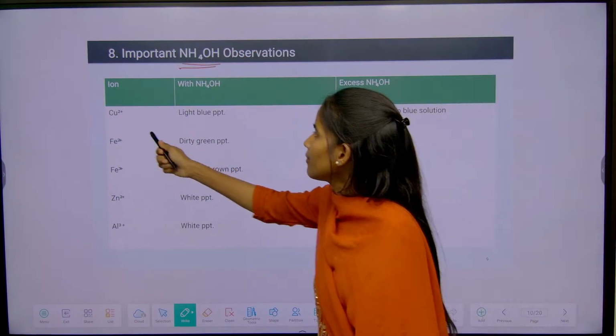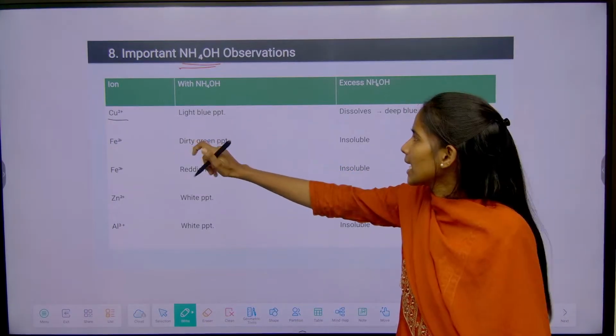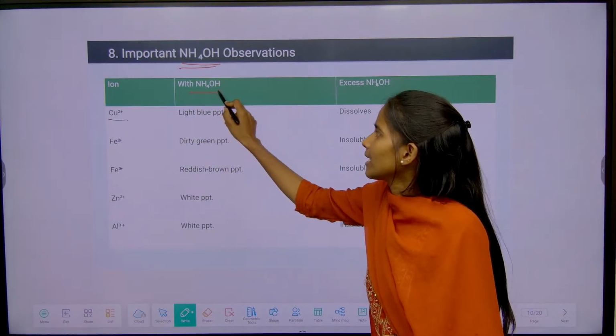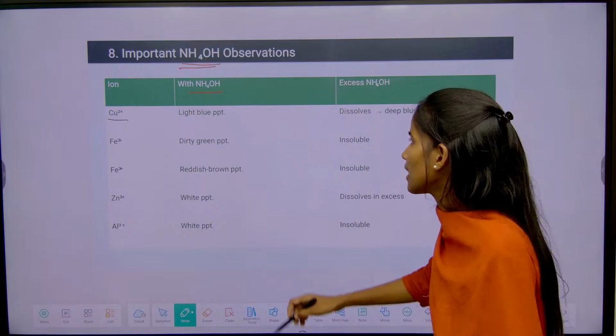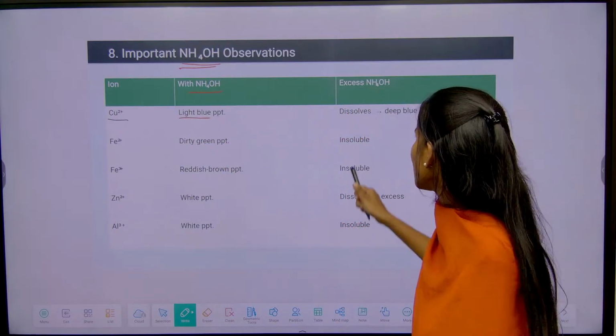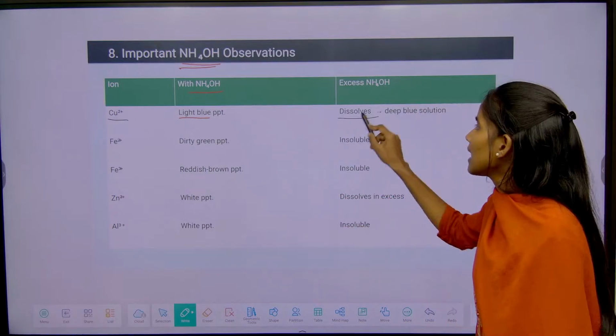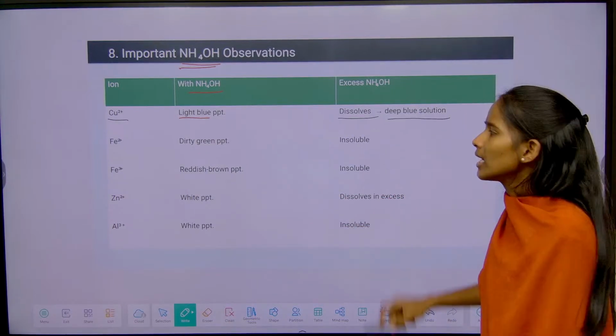Now, let us see again for Cu2+. Any Cu2+ solution we will take, we will add NH4OH solution to react with it. Then what will happen? It will form a light blue color precipitate. Then we will add an extra amount of ammonium hydroxide. So, what will happen? It will dissolve, giving a deep blue color solution.